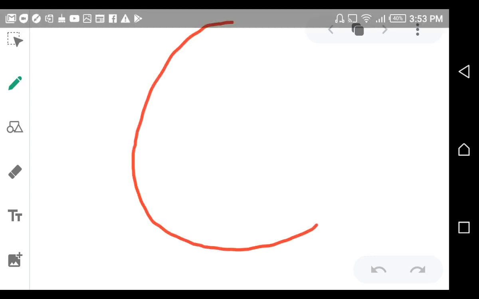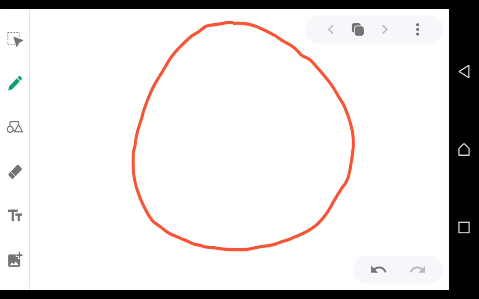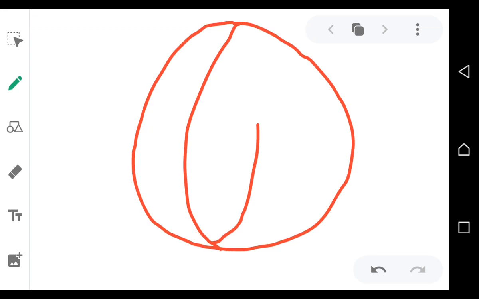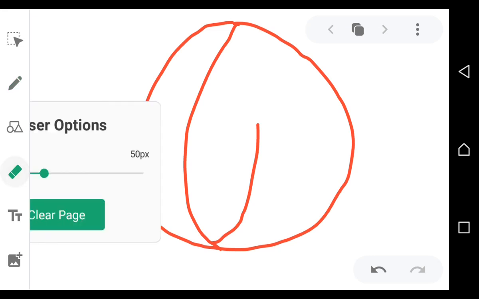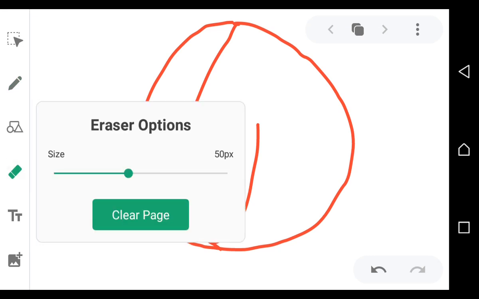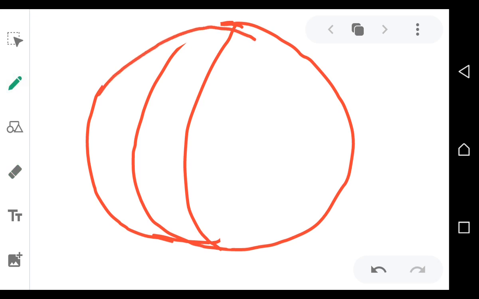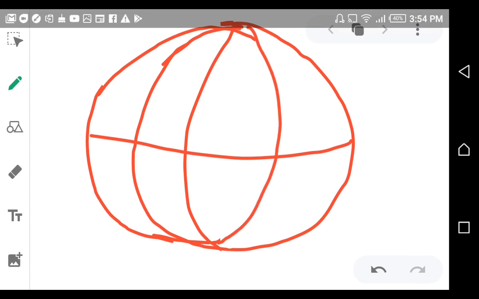Okay, so a question can come where they give you a longitude. This is the longitude, and the whole circle goes like this.